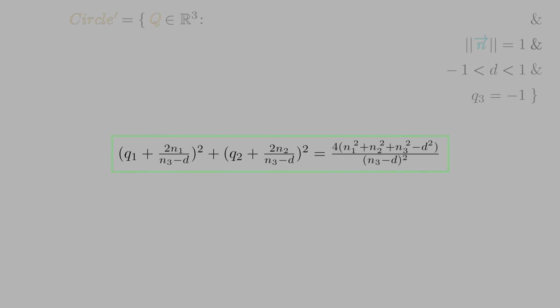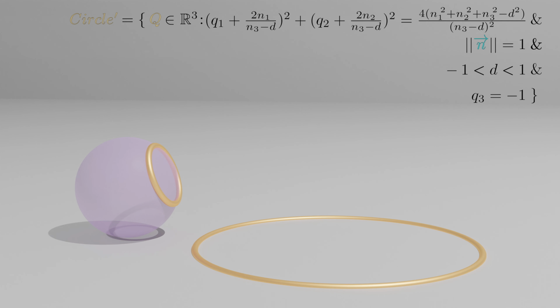Let's throw it back into the set. For those of you who need a refresher, the general equation of a circle in 2D space is x minus x naught squared plus y minus y naught squared equals r squared. And this is where x naught, y naught represents the center of the circle and r is the radius of the circle. If you take a look at the first condition for circle prime, it matches the general equation of a circle in 2D space.